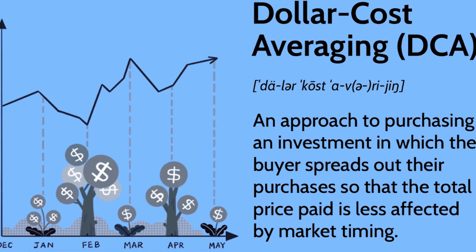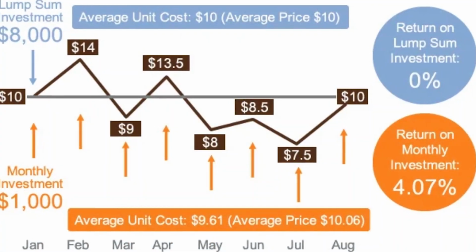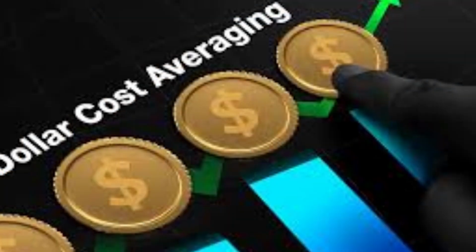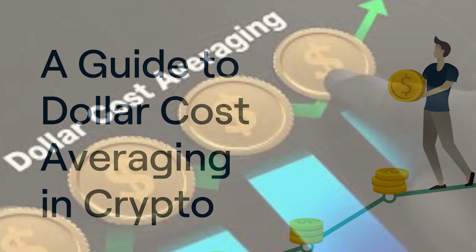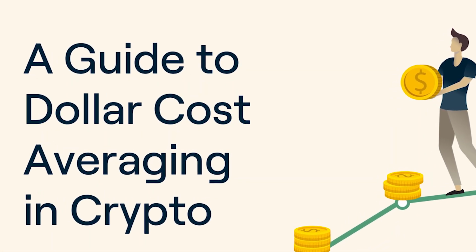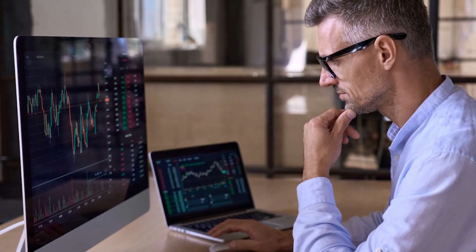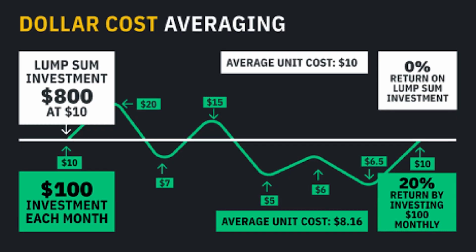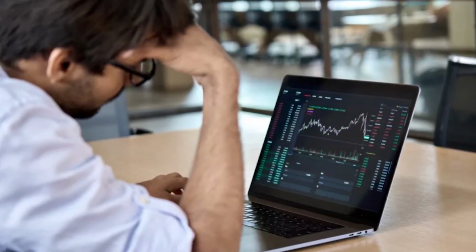Dollar cost averaging is an investment strategy where you invest a fixed amount of money into an asset at regular intervals, regardless of its price. Instead of saving up and investing one big lump sum, you spread your purchases out over time. The goal is to reduce the effect of market volatility on your average purchase price. Some months you'll buy when the price is high, other months when it's low. But over time, you'll end up with an average cost that smooths out the bumps.